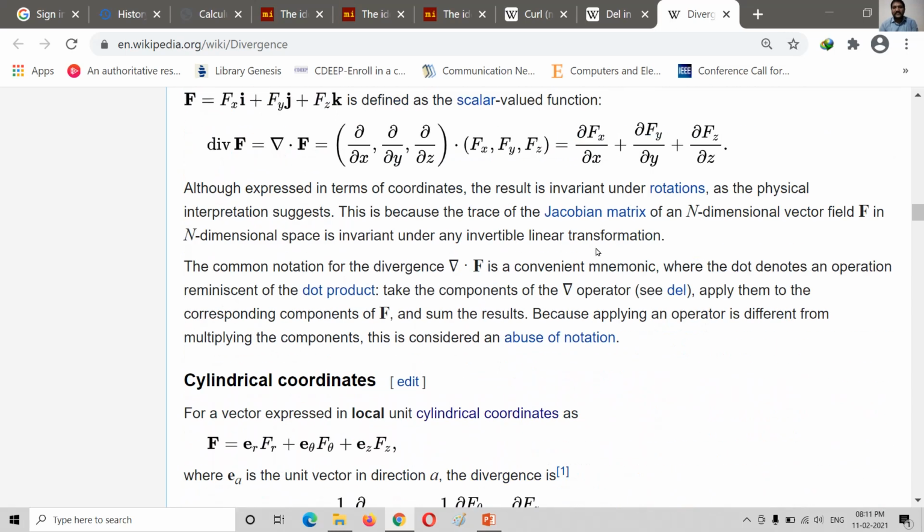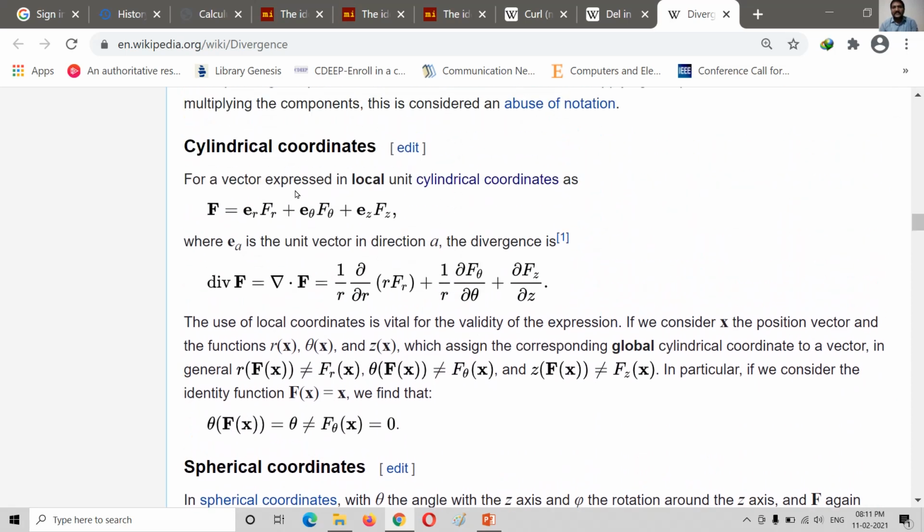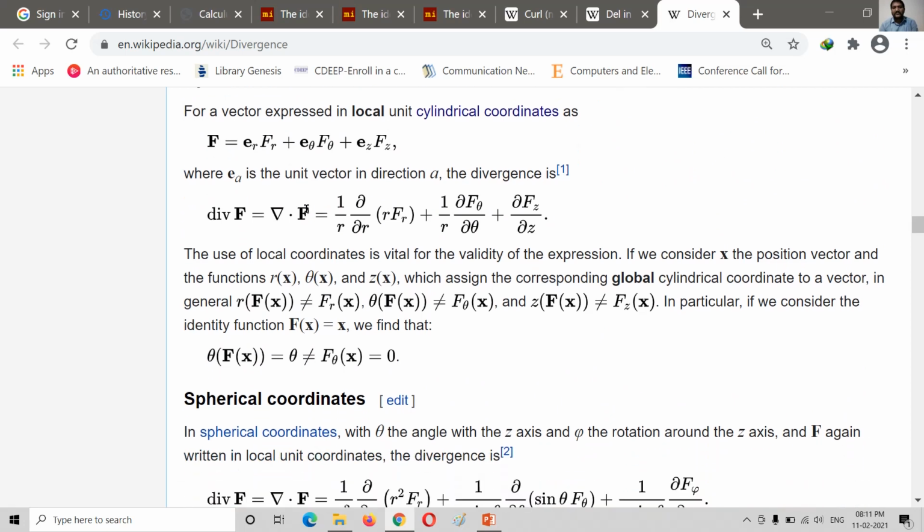Now the same case can be used for the cylindrical coordinate system. We know that in the cylindrical coordinate system we have r, theta and z. Here it is represented like that.